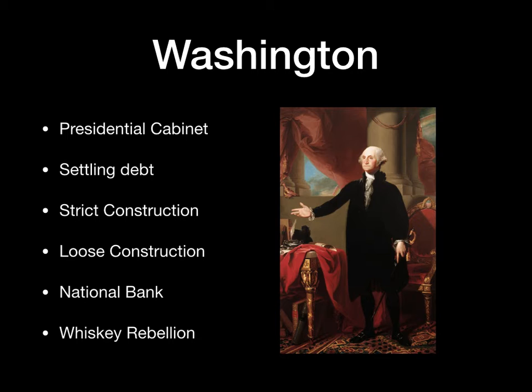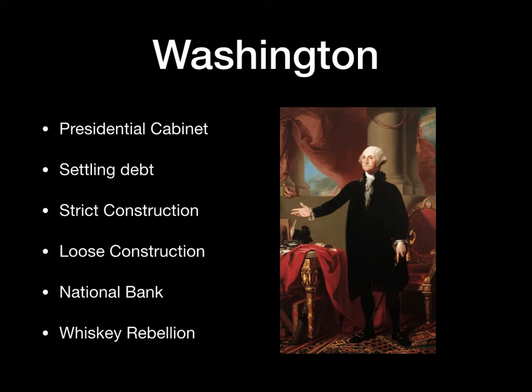We have the issues of settling debt. We talked all about Hamilton's economic plan. With Hamilton's economic plan, he wanted to establish the National Bank, wanted to pay off those debts so that way the country could have that good credit score. So that way we'd be able to borrow money in the future.